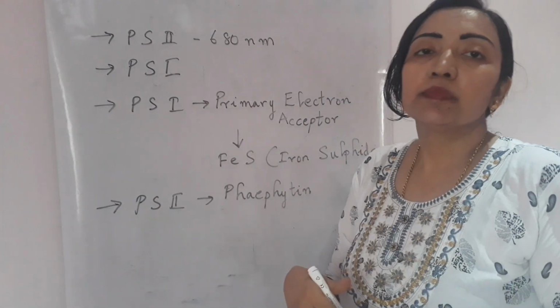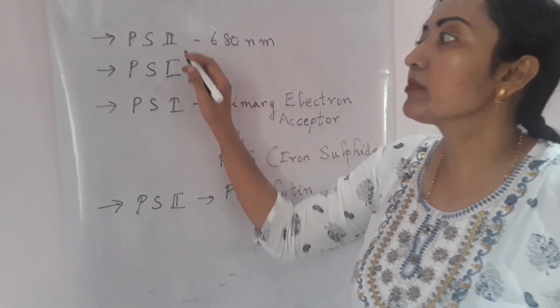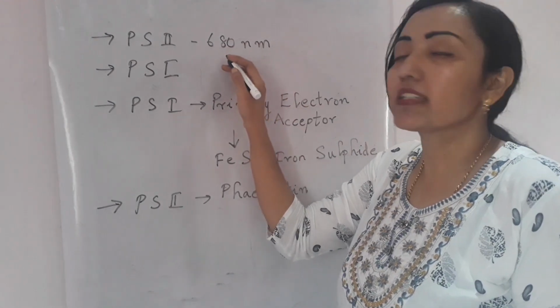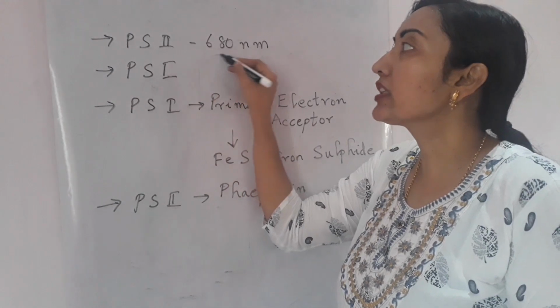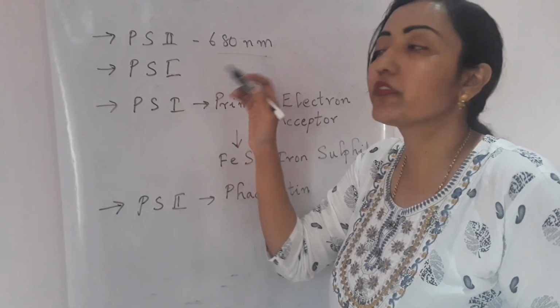Two photosystems function inside the thylakoid membrane, photosystem 2 and photosystem 1. If the wavelength of light is more than 680 nanometer, photosystem 2 will not work.